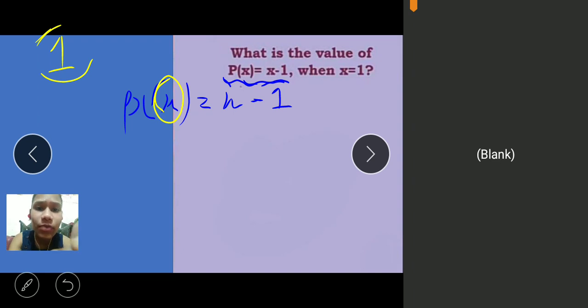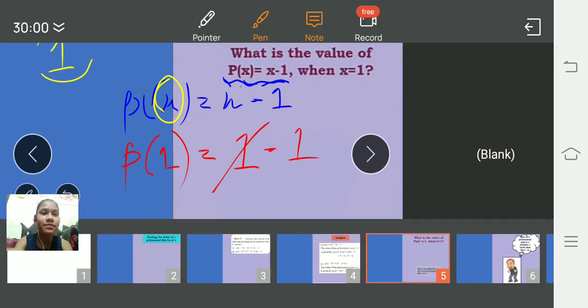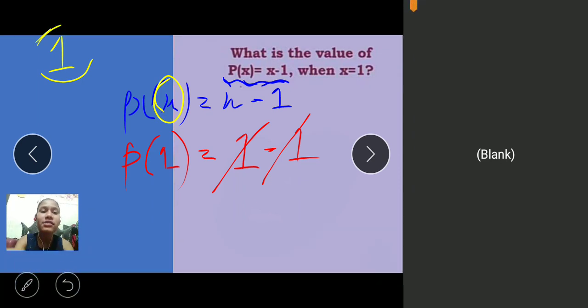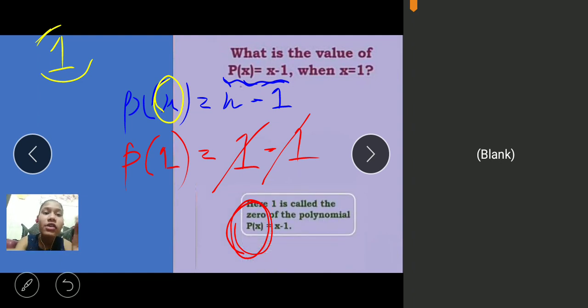So let us do this, a very easy formula in the easy way. P(1), in the place of x we will take 1, then is equal to 1 minus 1. Cutting, we have cut it down. Then what is the answer that came? A big 0. So guys, we are getting a big 0.